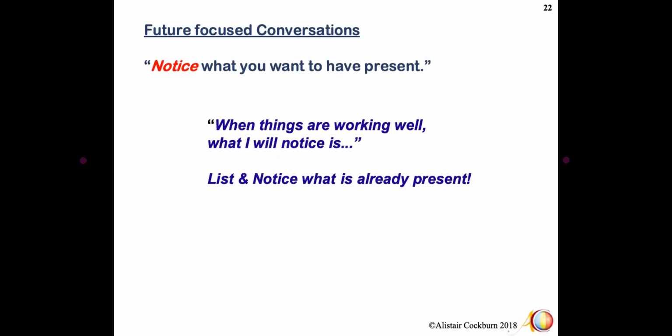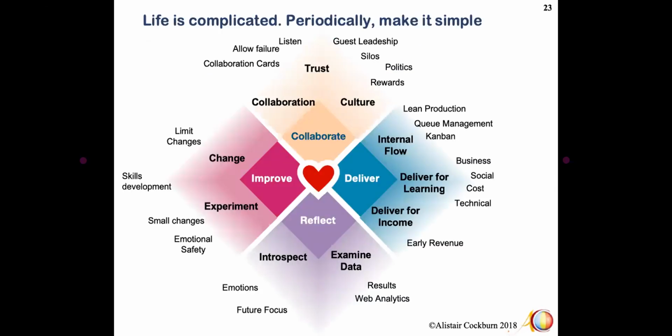So there's a practice that we do there in the workshops, which is describe when things are working well, what I will notice is, and then you list the things that you will notice, and then you start looking for where they already exist. So you list and notice what's already present. So notice what you want to have present is part of this future-focused conversation that we're bringing into the reflect and improve section of the Heart of Agile. So it's very, very modern, very up-to-date kinds of things.